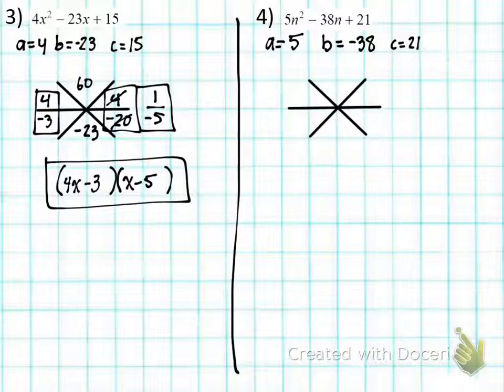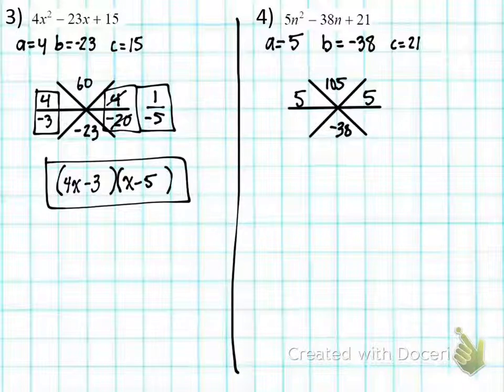Alright. We're going to put A and A in their spots, so 5 and 5. What's A times C? 105. 105. Excellent. Good. What's B? Negative 38. Okay, let's think a little bit.